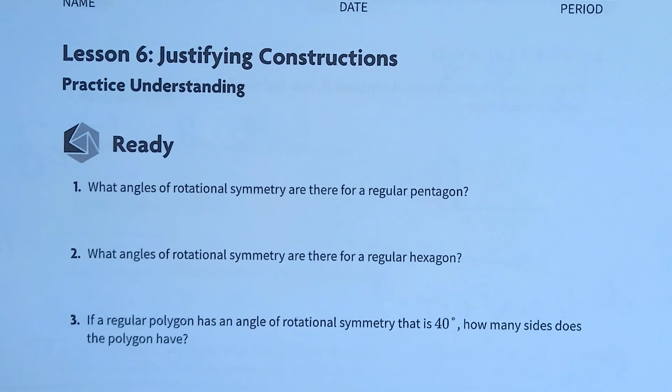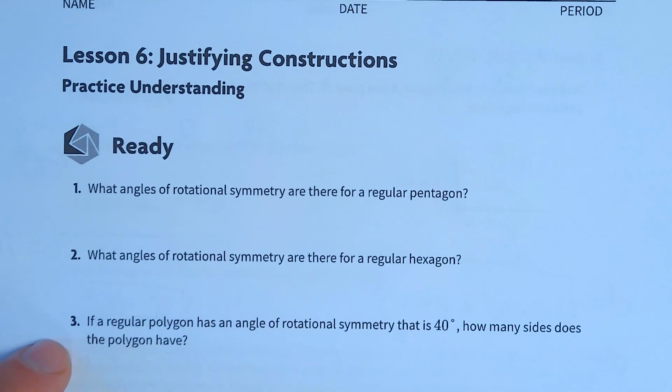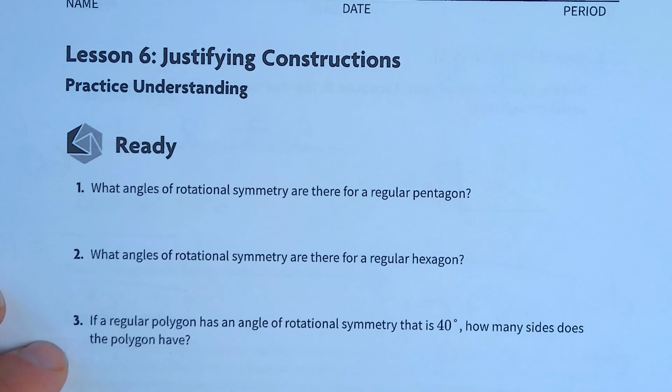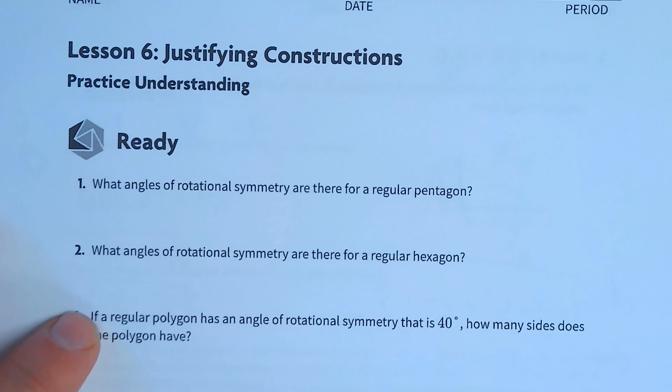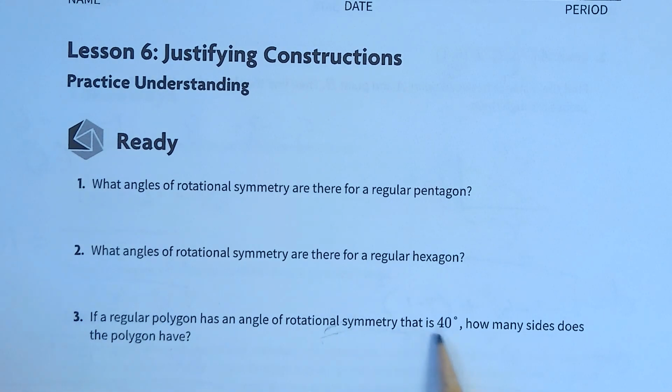What angles of rotational symmetry are there for a regular pentagon? Hexagon, you guys know this. Okay, if a regular pentagon has an angle of rotational symmetry that's 40 degrees, how many sides does the polygon have? Remember, this is this funny thing where regardless of whether you're given the number of sides or the degrees of rotation, you take 360 divided by that number, and it'll give you the answer both ways.